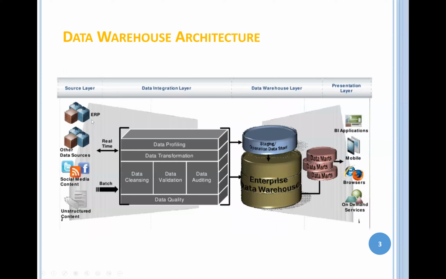If you take the source layer: enterprise resource planning, CRM data, and payroll information, SAP, all the databases, and other data sources, we can take the data from here, flat files and everything. Two different types of data load are mentioned here. Batch load is the ETL load, which will be scheduled at different frequencies, pulling the data from the source and loading it into the data warehouse. That's what we are doing.